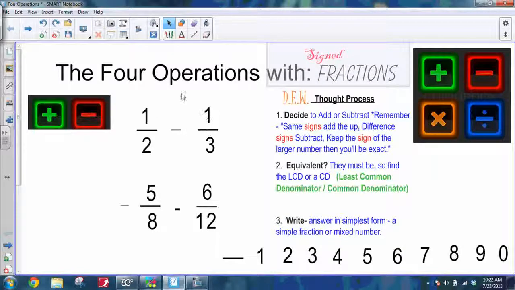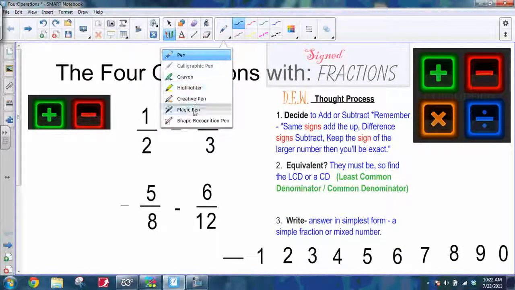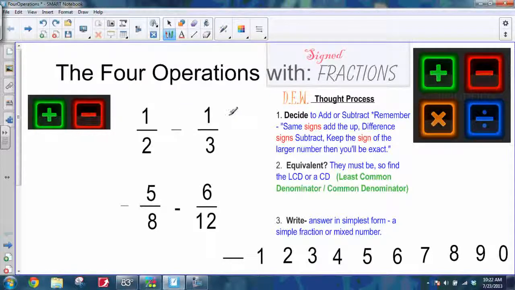So let's look at the first problem. The first problem states 1/2 minus 1/3. Well, the first step in our thought process is to decide to add or subtract. So we need to determine if our signs are the same, so we add, or different, so we can subtract.